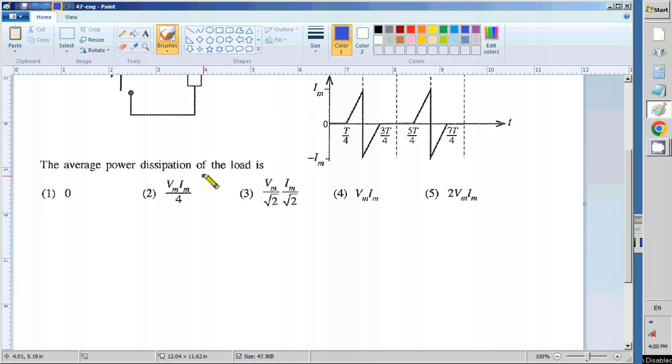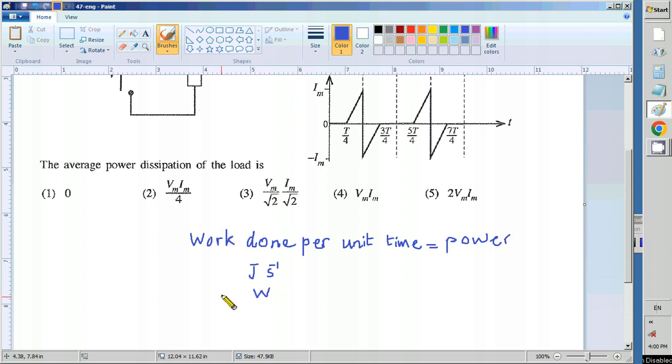The average power dissipation of the load is the average power. What is the power? What is the meaning of power? If we say power is the work done per unit time, that is called power. So the units are joule per second, or in other words watt, 100 watt, 200 watt, like that we can say. So that is what power is.